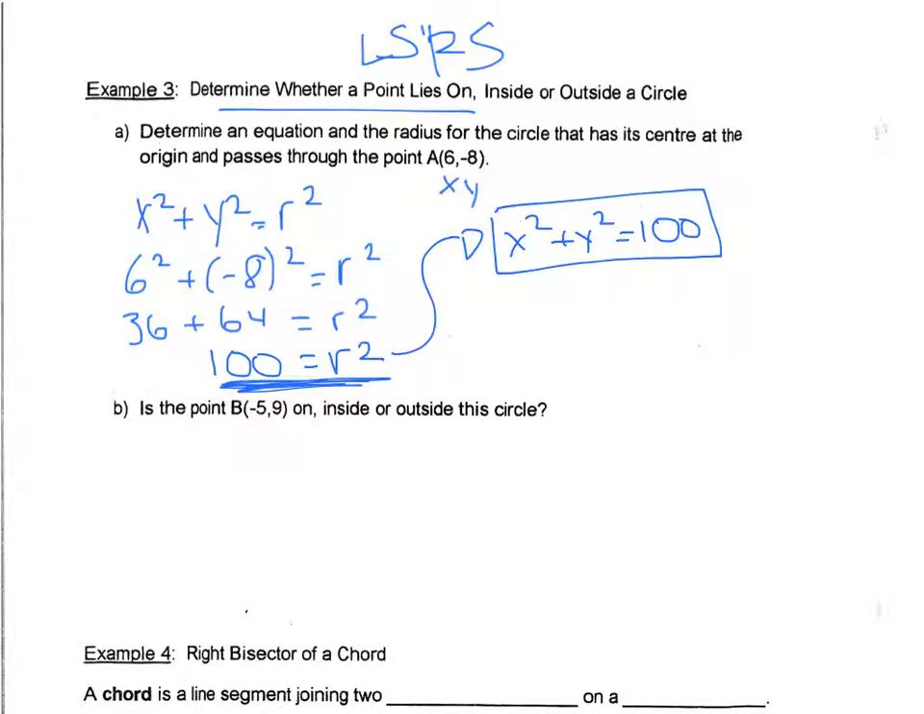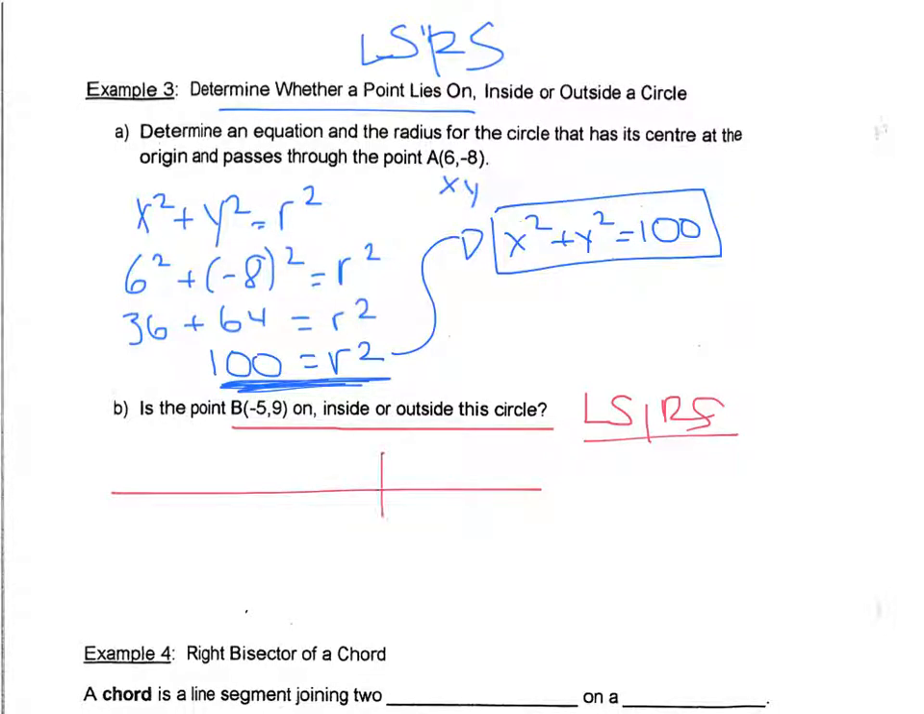So that was part A, determining the equation of the circle. Part B asks you if the point B, which is negative 5, 9, lies on, inside, or outside the circle. So we're going to do that left side, right side check that we talked about. So we're going to make our left side, right side chart. We're going to put our equation in there.